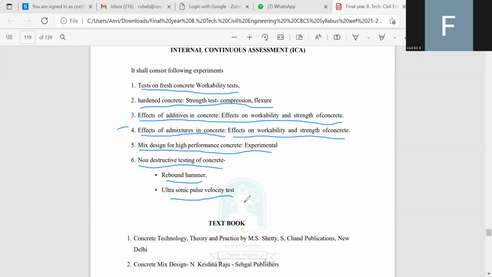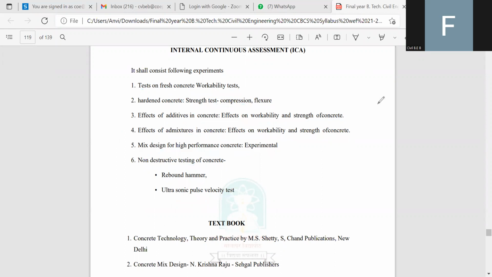Then the ultrasonic pulse velocity test. This test is also performed to check the quality of the concrete. कॉन्क्रीट मध्ये क्रॅक गेलेले आहेत की नाहीत, किंवा कॉन्क्रीट मध्ये जरी क्रॅक गेले असतील तरी, किंवा how much dense concrete is there, so that we can find out by using this ultrasonic pulse velocity test. So these are the experiments we have to conduct in the laboratory. This is the syllabus and practical syllabus we have seen here.